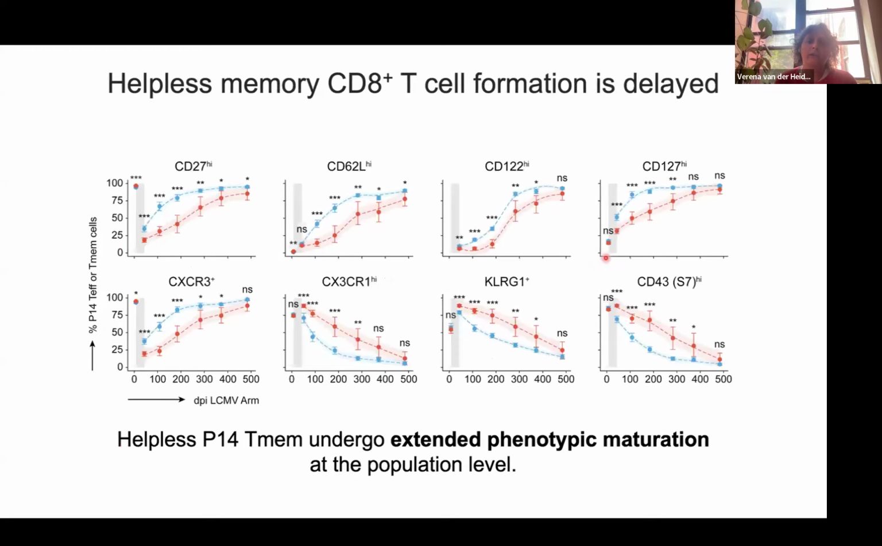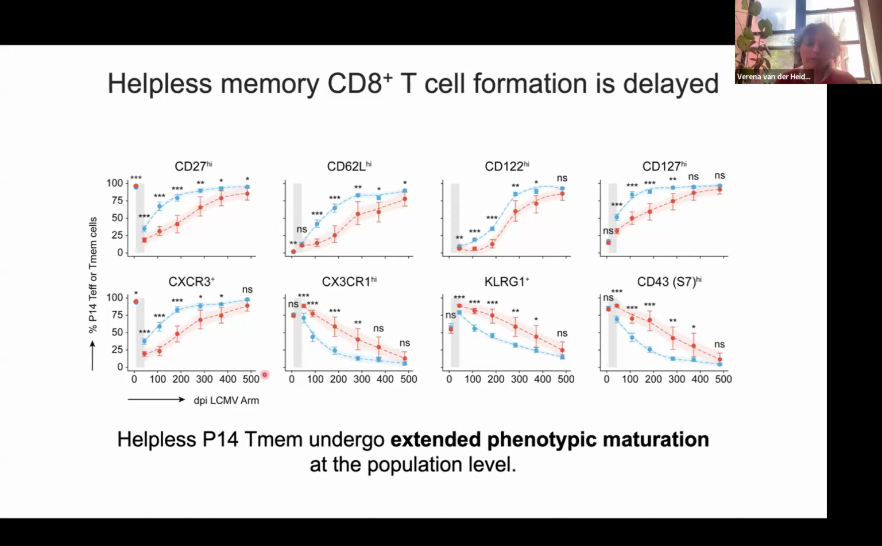Interestingly, when we look at the phenotype of these cells over time, we see what should be expected for the helped cells. This is here in blue, and the red cells are always the helpless cells. We can see that the helped memory P14 actually evolve. The pool of these cells changes. They upregulate CD27, L-selectin, CD127, CD122 over time, but they lose expression of CX3CR1, KLRG1, and CD43. We see a similar maturation kinetic for the helpless memory P14 pool, but it is delayed. You see this widening gap between the blue and the red line. Also interestingly, you see this widening standard deviation in the helpless memory T cell pool.